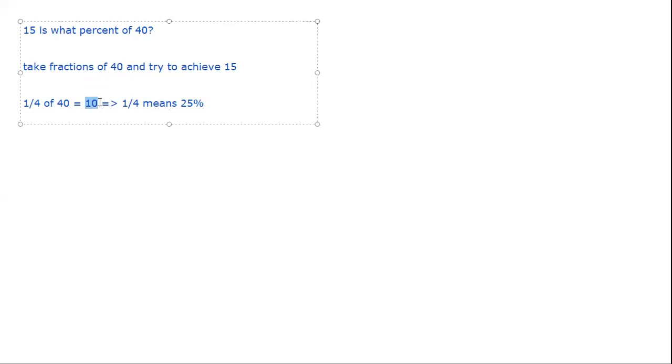I have already achieved 10. I needed 15. So I need to add how much more? 5. So now I have to think of what fraction of 40 to take which will give me 5. Obviously 1/8. Now 1/8 of 40 is 5, and we already discussed that 1/8 means 12.5%. So this 10 and this 5 have given me 15. So I just have to add up these two percentages: 25 and 12.5, which is 37.5, isn't it?